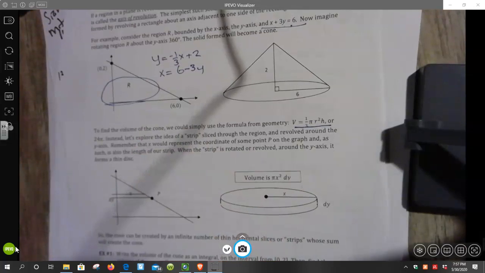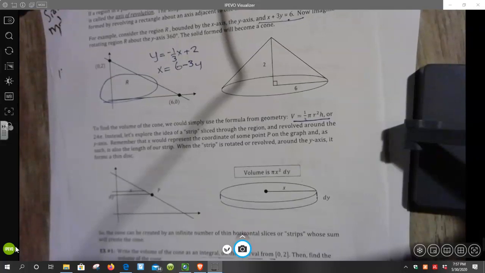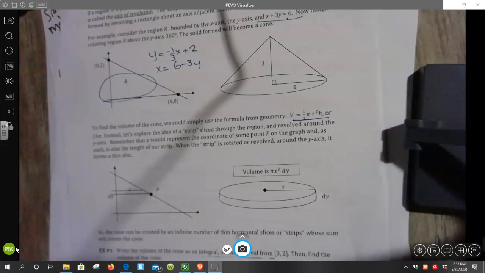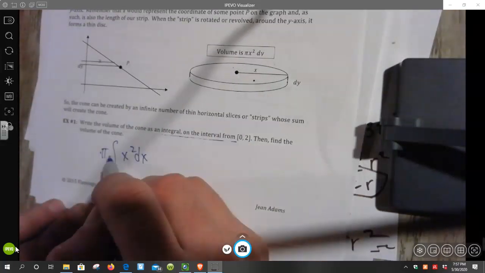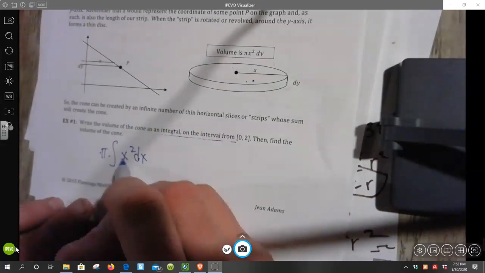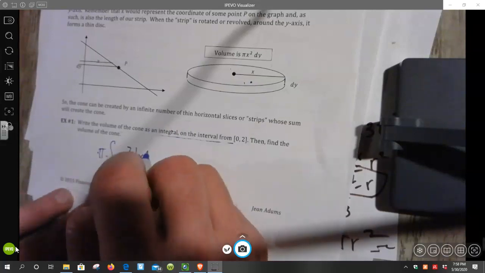So if we're going to find the volume of the cone as an integral from 0 to 2, then it means we're taking the pi outside. And the radius is x, so it's pi x squared dy. Oh, I can't even see that, my bad. So since the radius is x, it's going to be pi x squared, pi radius squared, and then we're going to multiply times the height.